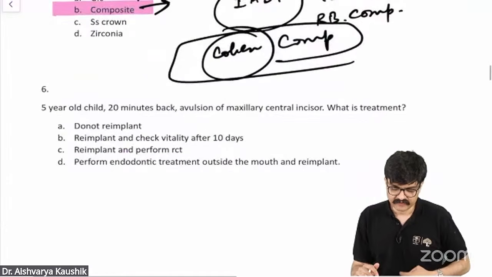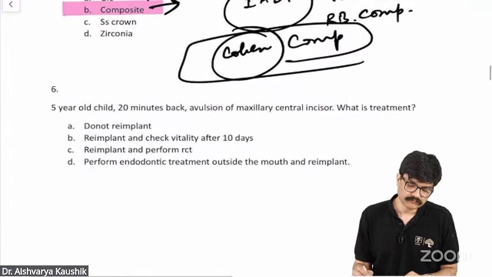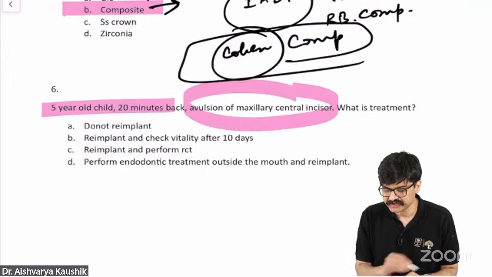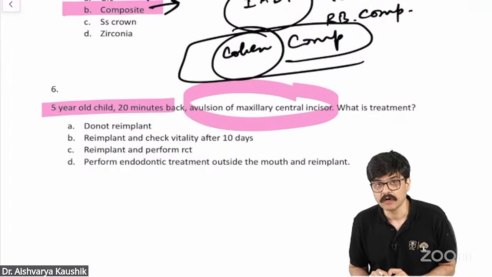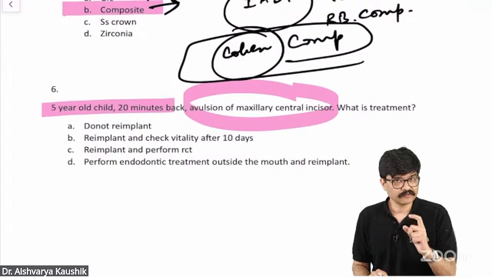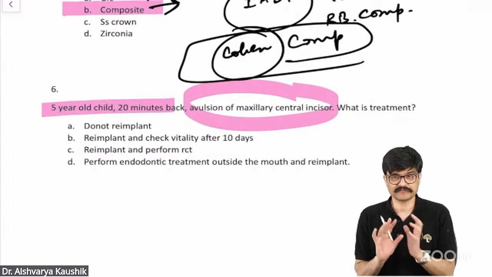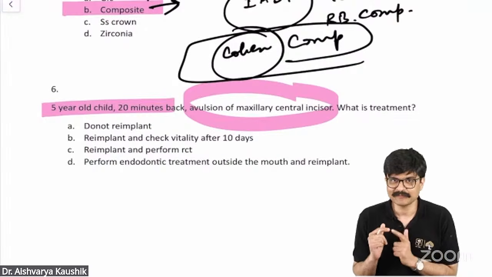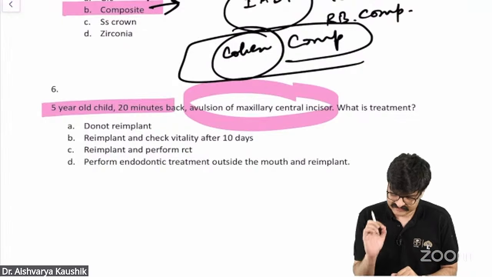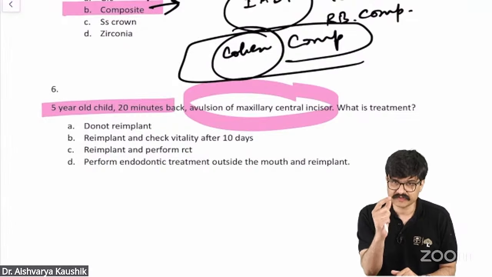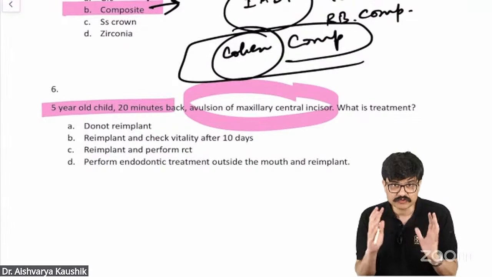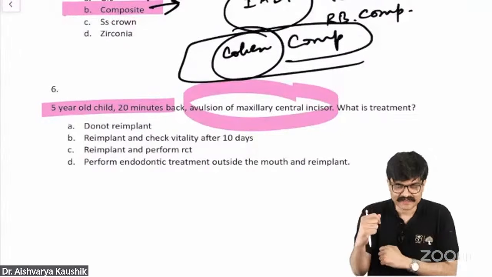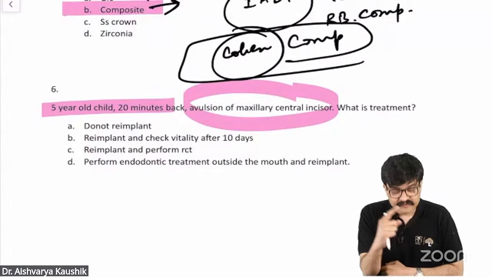Next question, guys. A 5-year-old child, 20 minutes back, has suffered an avulsion injury to his maxillary central incisor. What should be done? Now, this is a trick question in the sense that the first thing that comes to mind is, oh, just 20 minutes, let's quickly reimplant it. But you have to realize that the examiner is smart enough. Number one, he gives you the time, which is pretty attractive in the sense that you would quickly jump onto the option of reimplanting it.